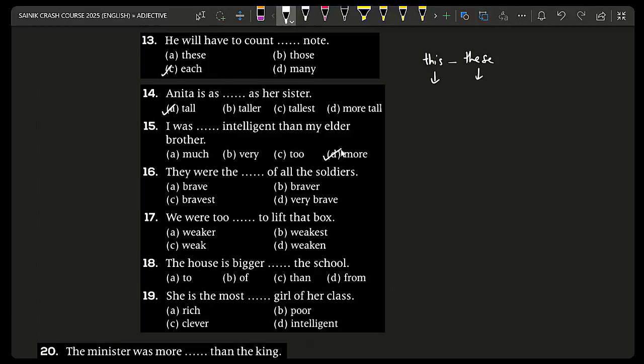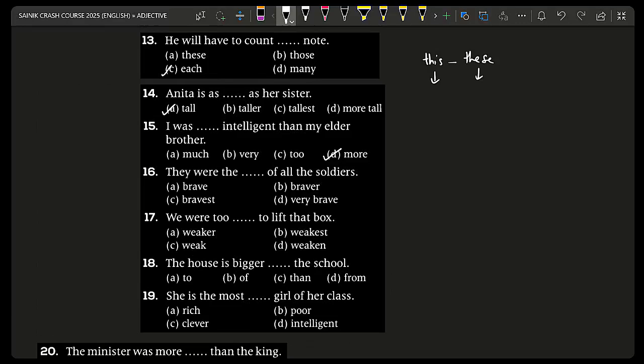Yes, "more" is correct. Why? Because it is a comparison between two persons. When comparison is happening between two persons or things, which degree do we have to use? Positive, comparative, or superlative? Comparative. Yes, that is "more intelligent", not "most intelligent". Correct answer. Okay, Manaswini, you can mute yourself.